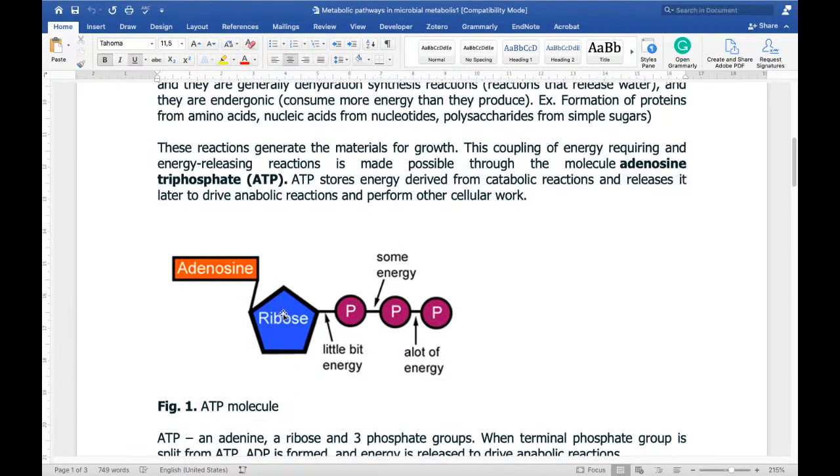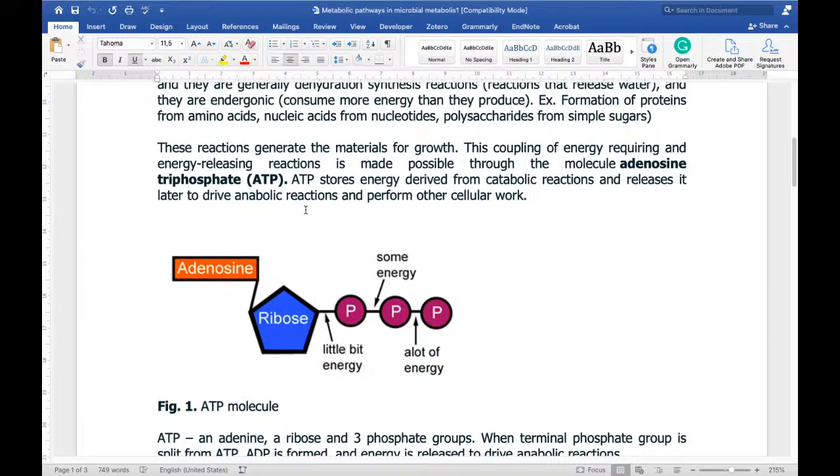So what is adenosine triphosphate? We have one adenosine as your nitrogenous base, ribose sugar, and 3 phosphate groups. If we break this bond, then a lot of energy is produced. If we break this, some energy is produced. If we break this, a little bit of energy is produced. In this way our cycle is being produced.